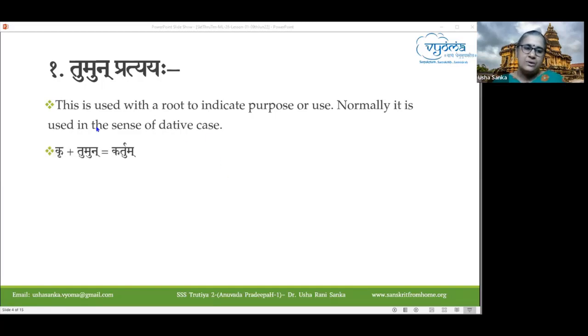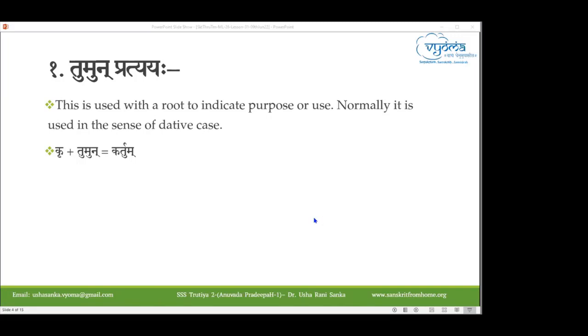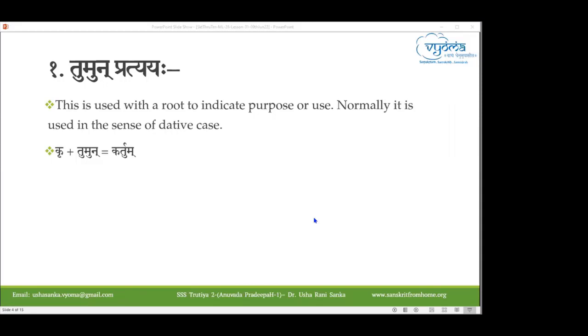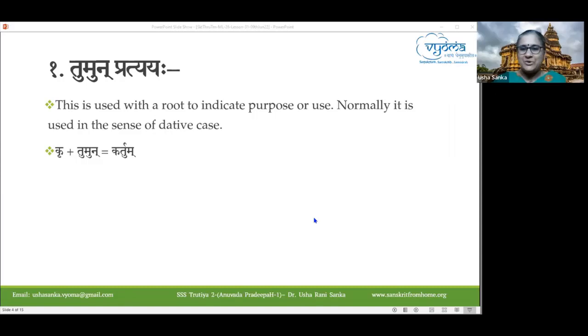Right? So an example they are showing: kr plus tumun is kartum. So what is the meaning of kr? Any one of you can tell. What is the meaning of kr and what is the meaning of kartum? Anyone can tell. To do. Just to do. Kr is to do, correct. Kartum is to do. Kr is to do, kartum is to do.